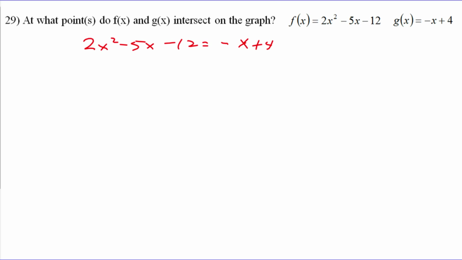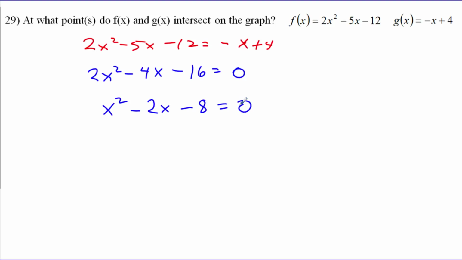So I just need to set this equal to 0, which means add the x over, subtract the 4 over, and I will get 2x squared minus 4x. And when I subtract a 4 on both sides, I'll get minus 16. And now it equals 0 because I've gotten rid of all of the elements on the right-hand side. So I can now simplify this a little bit. All of the expressions have a 2 in them, so I can divide them away, and it'll become x squared minus 2x minus 8 equals 0.